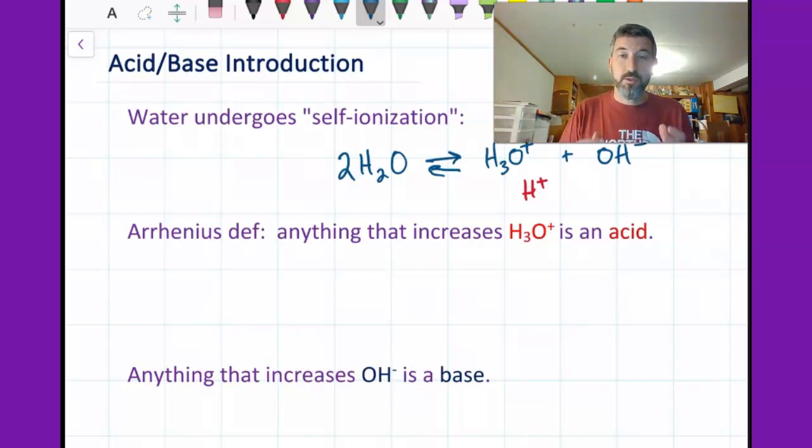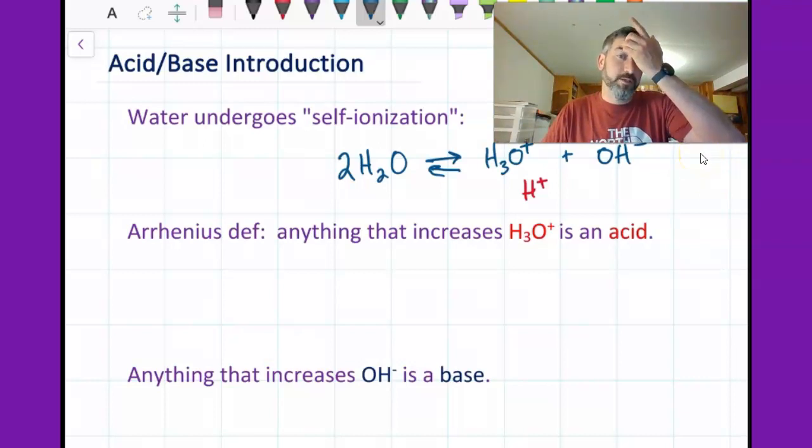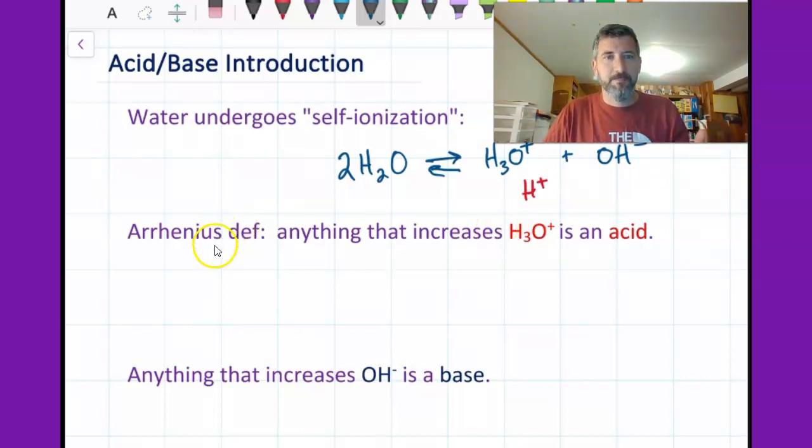And once we are at equilibrium, there is a lot more water than there is hydronium and hydroxide. There are actually really, really tiny amounts of hydronium and hydroxide in a sample of pure water. But it's useful to talk about this reaction because this is what makes acids and bases tick. Because the very first formal molecular definition of what an acid was made up by this chemist named Svante Arrhenius, and he said that anything that increases hydronium concentration in a solution is an acid.